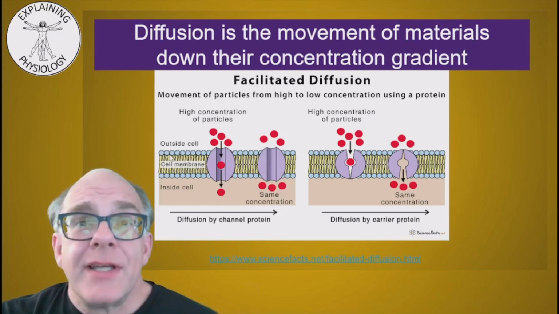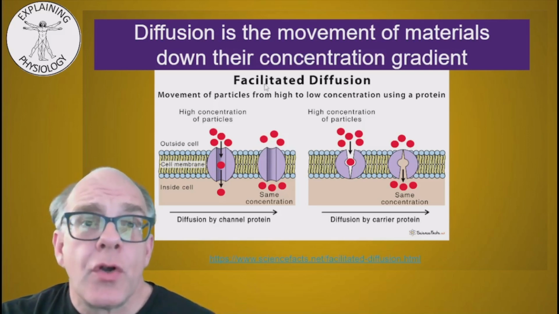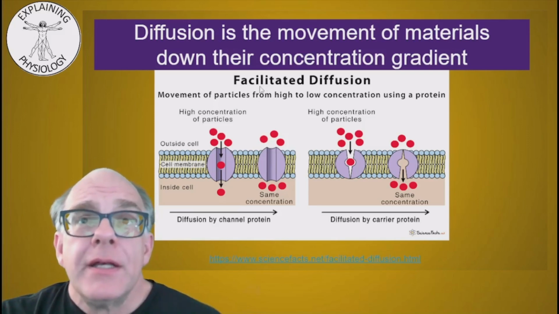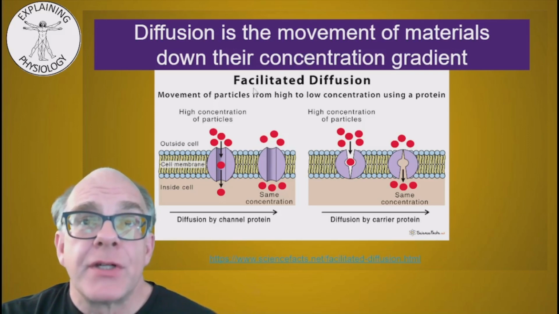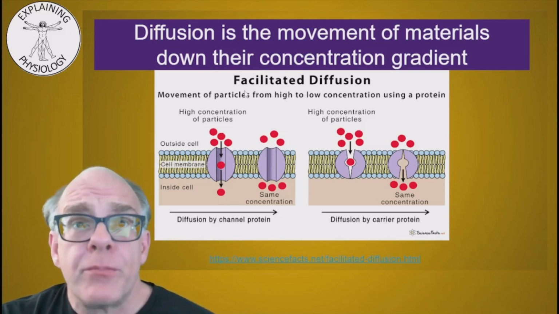So in the process of simple facilitated diffusion, facilitated is a term that indicates that we are assisting the process in some way. So facilitated diffusion is going to be movement of materials down their concentration gradient with assistance. And that assistance is going to be coming from proteins.